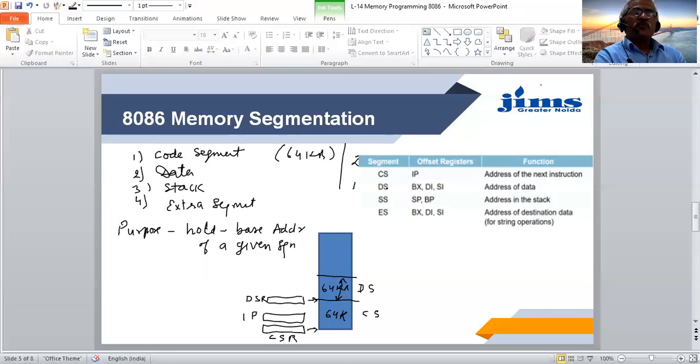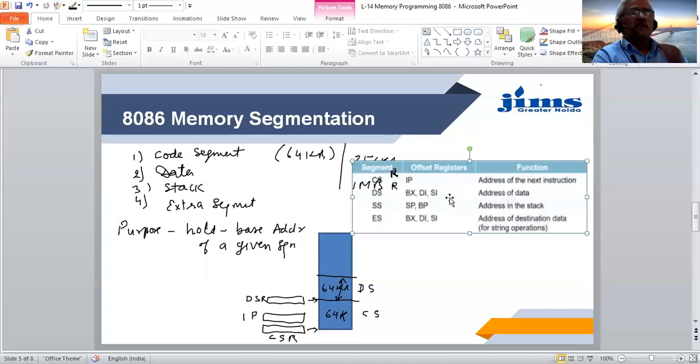Then, to read and write the data, the data is stored into the data segment. Another beauty of this segmentation is that code and data are stored in separate segments. As can be seen, the base address of the data segment area is stored into the data segment register, and its offset is stored into the BX register, DI and SI register.